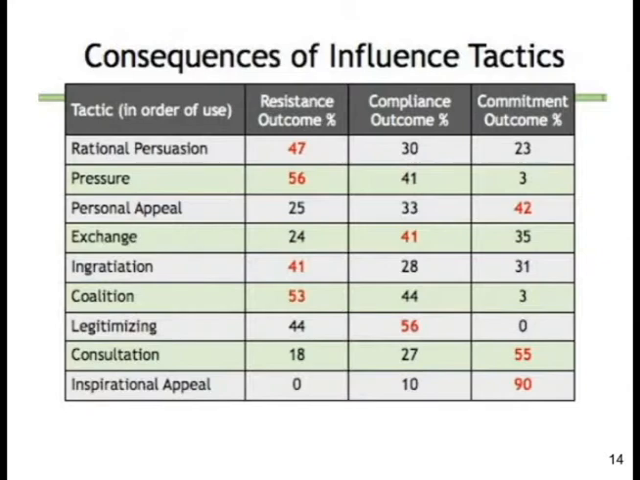Ingratiation is another tactic that had rather mixed results, and in part, ingratiation can be a little bit like the personal appeal, where you really build someone up and, you know, you're the expert, you can do it, we need your help, you're crucial to this task. And that, again, can be effective, but we still see a lot of resistance. The coalition tactic is not very effective, especially in getting committed, highly engaged work. That doesn't seem to be very effective at all.